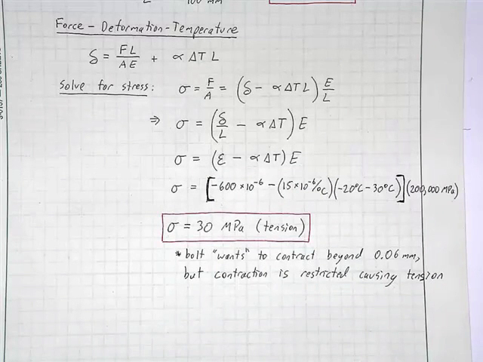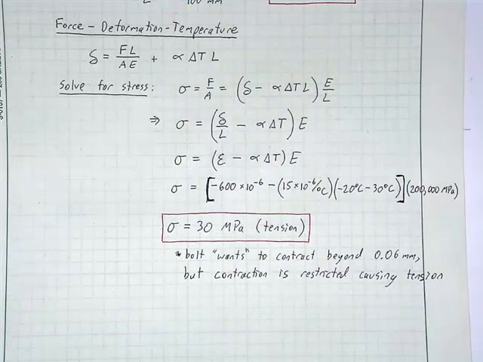The bolt wants to contract beyond the gap distance, 0.06 millimeters, but the contraction is restricted because the gap is now closed and the boards are rigid. So that causes tension. The bolt wants to contract, it can't, so it feels like it's in tension. I use these words that give it human traits or human thoughts, but maybe that's something I should avoid.